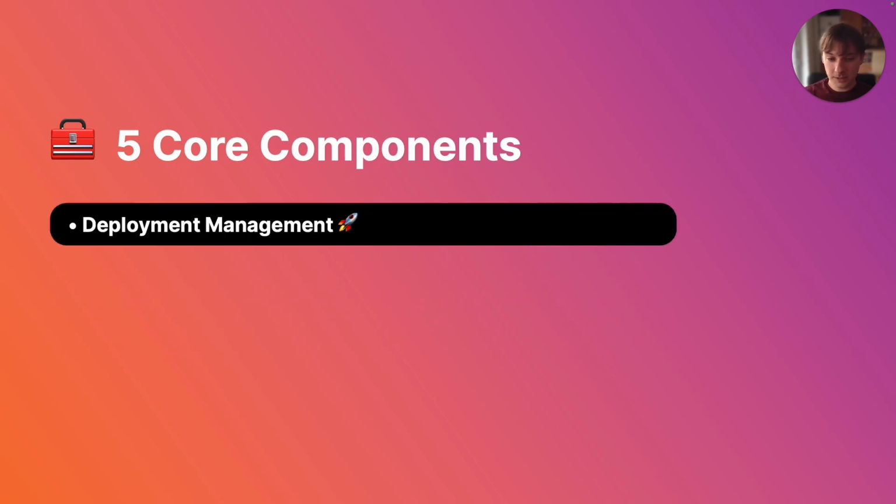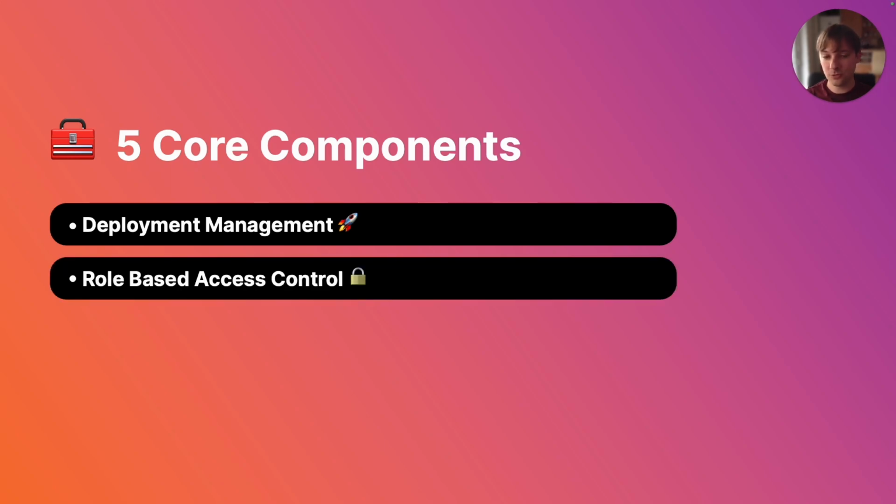The next one is deployment management. So we need to implement a delivery pipeline for continuous delivery or continuous deployment. And the last one is role-based access control, which basically means who can do what in a scalable way.